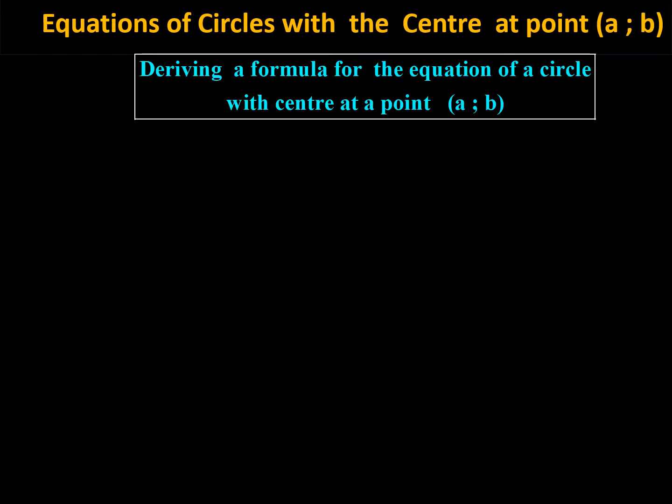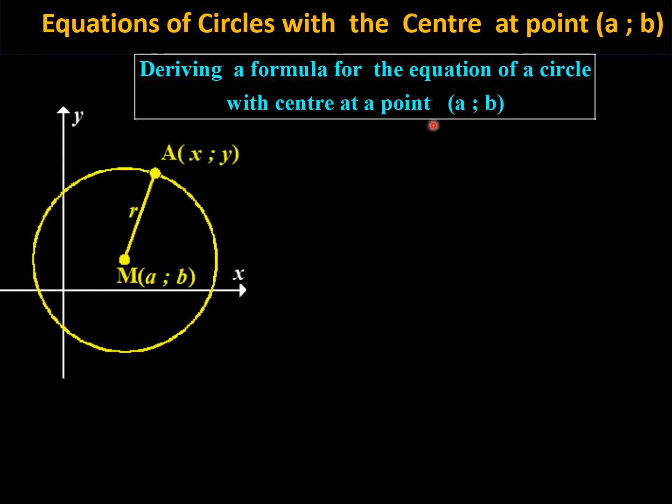Now let's just derive a formula for the equation of a circle where the center is not at the origin but at point (a, b). Let's look at this graphically. So there we have a circle. The center is at M, it's not at the origin. There's the radius of the circle, and there's a point on the circle there. Now we can find the radius length, in other words AM's length, by using the distance formula.